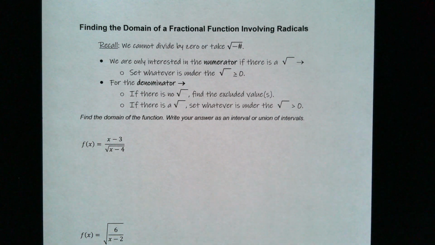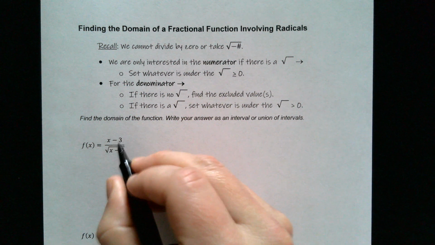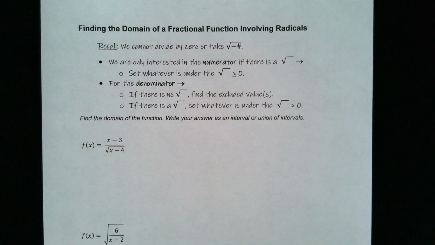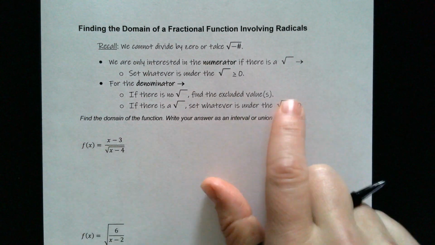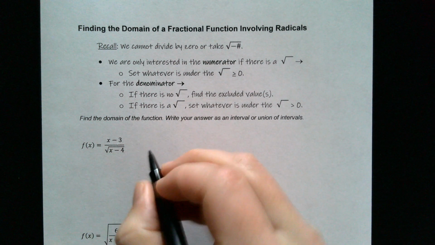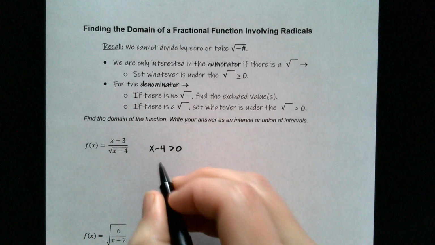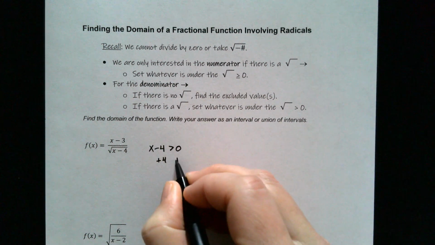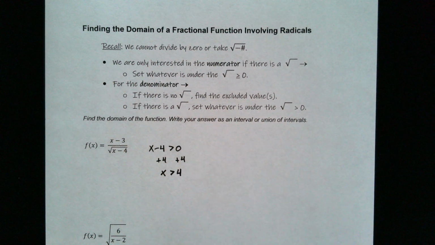Okay, so we're going to find the domain of the function. We're going to write our answer in interval notation. Okay, so on this one, there's no square root on the top, so we can ignore that. On the bottom, there's a square root, so we need to set whatever's inside here greater than 0. So that will be x minus 4 is greater than 0. If we solve that for x, you'll get x is greater than 4. That seems to be the only restriction on this.